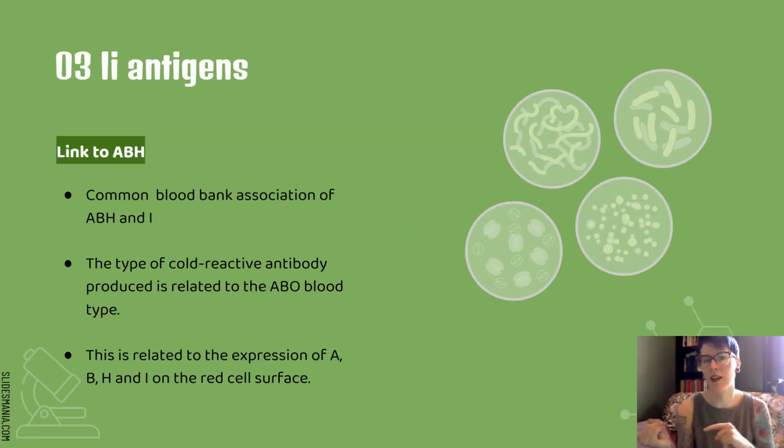On to the I antigens. These are closely linked to the ABO-H antigens. The type of cold reactive antibody produced is related to the ABO blood type, and this is related to the expression of A, B, H, and I on the red cell surface.